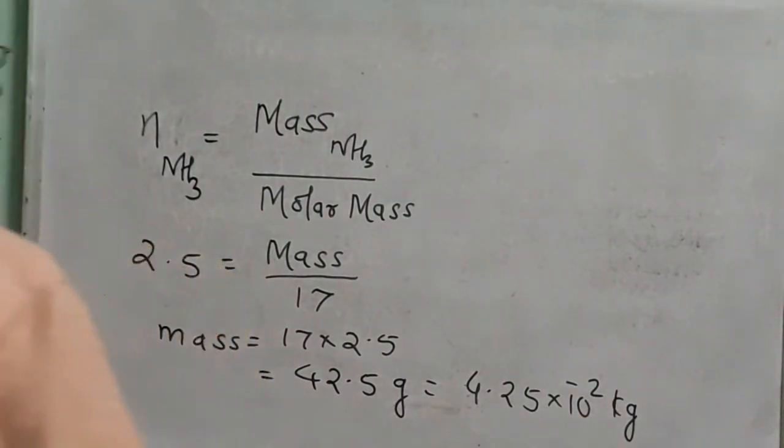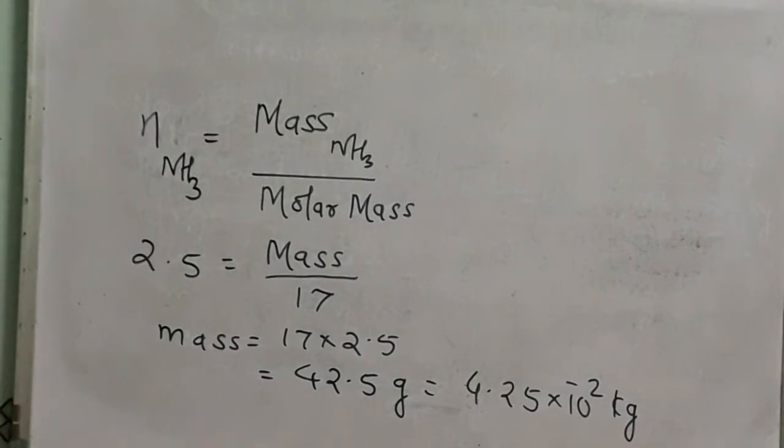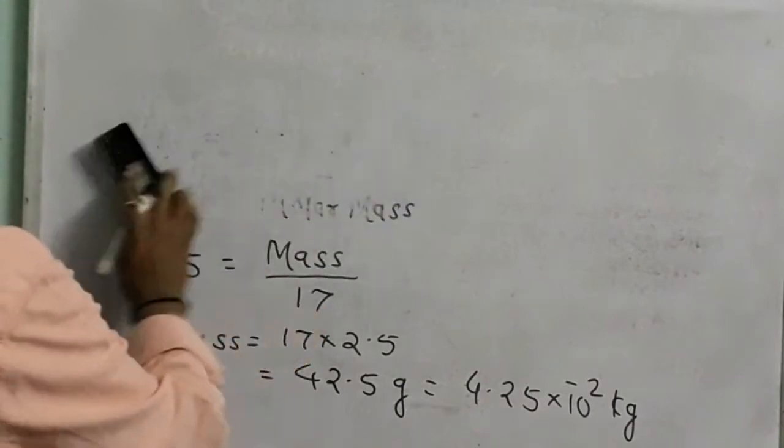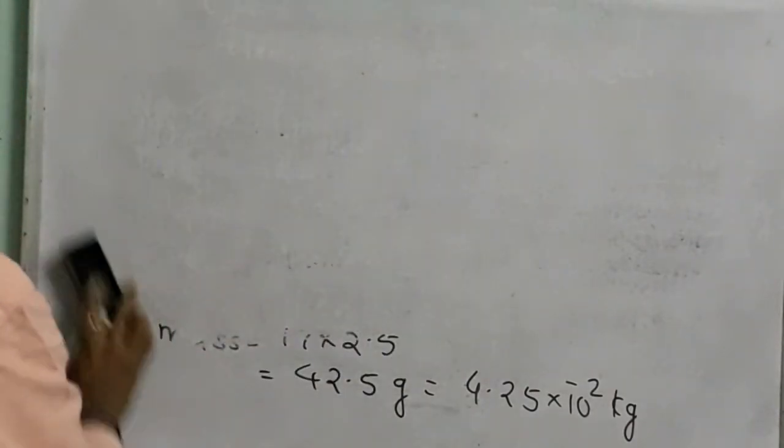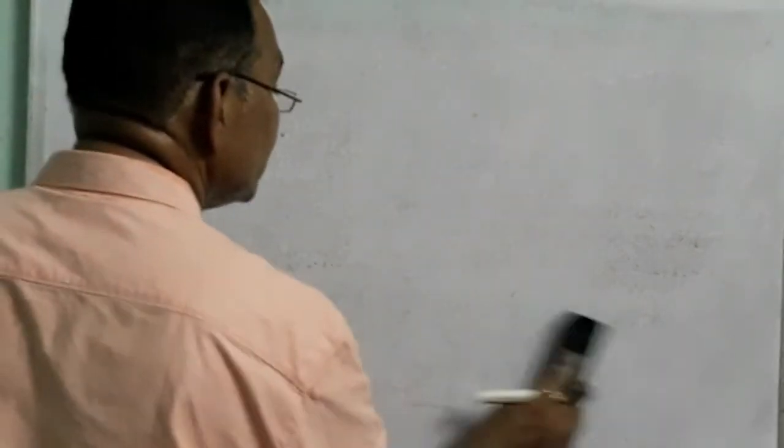The second question in this category that appears on your screen was: calculate the mass of 2.5 moles of ammonia. So number of moles of ammonia is equal to mass of ammonia divided by molar mass of ammonia, that is, mass is molar mass multiplied by number of moles. This gives you directly the mass of the given substance.